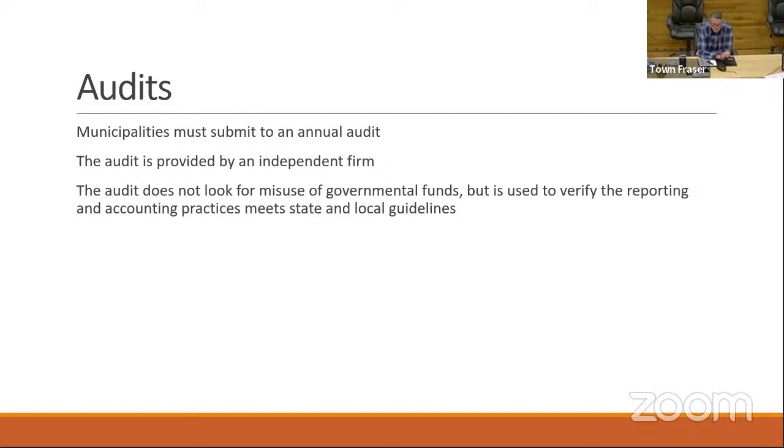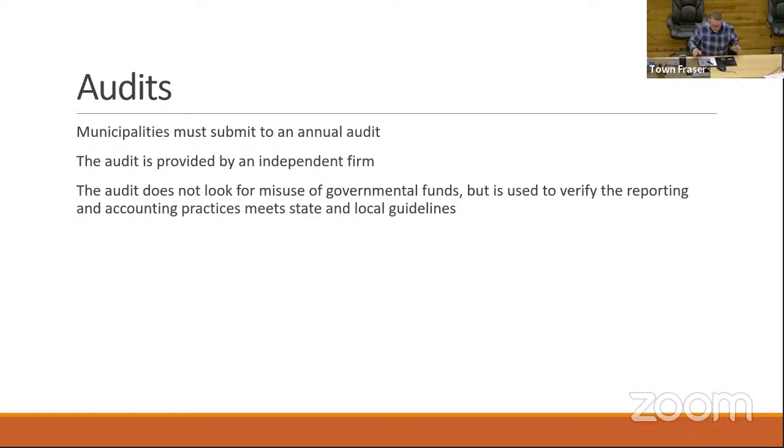We're not looking to see if there's blatant violations or if there's any theft or graft going on or embezzlement. We're simply looking to see that the reporting and our accounting practices meet state and local guidelines. And that is the whole purpose of an audit.